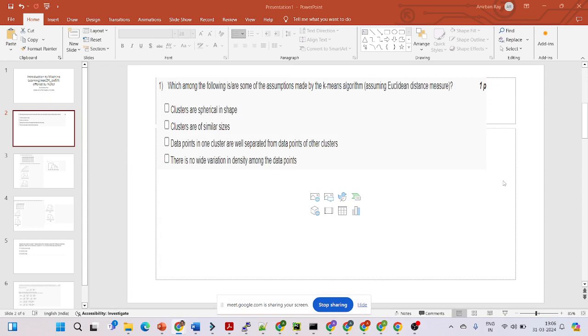Okay. So the K-means algorithm. Euclidean distance is given as the measure. So here the clusters are considered as spherical in shape and of similar sizes. So these are the two assumptions actually.